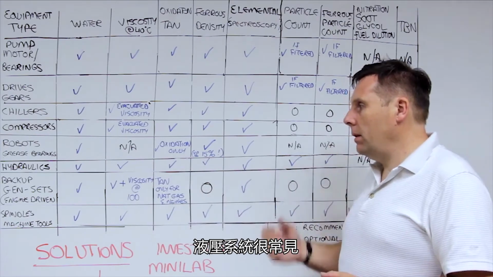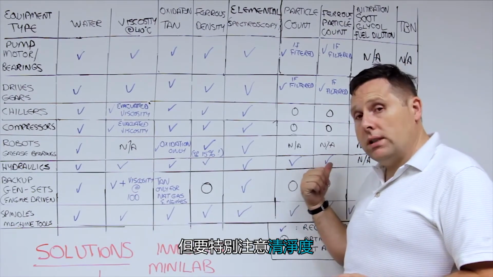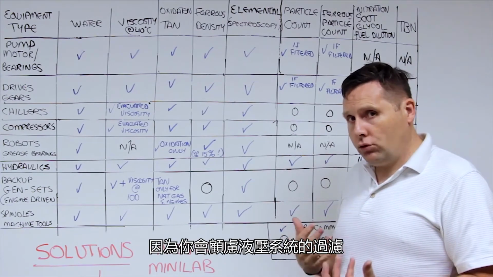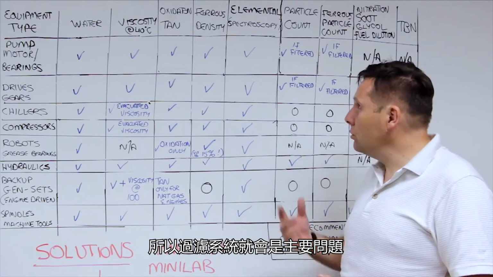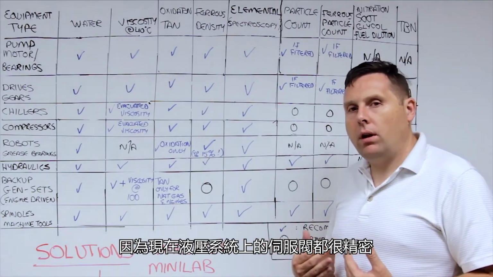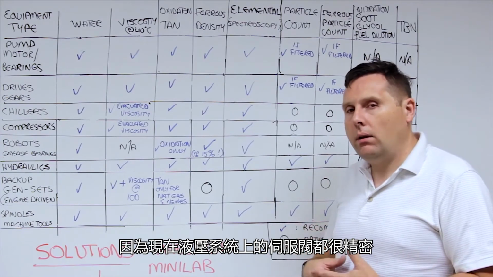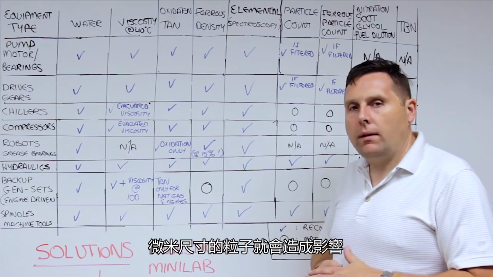Hydraulic systems, very common. Again, all of these systems are important, but in particular focus on the cleanliness, because you're worried about filtration of the hydraulic fluid. It transmits power, so filtration is a major issue, so particle count takes a major role, because the clearances on hydraulic servo valves are so tight nowadays that particles that are in the micron size are going to have an effect.